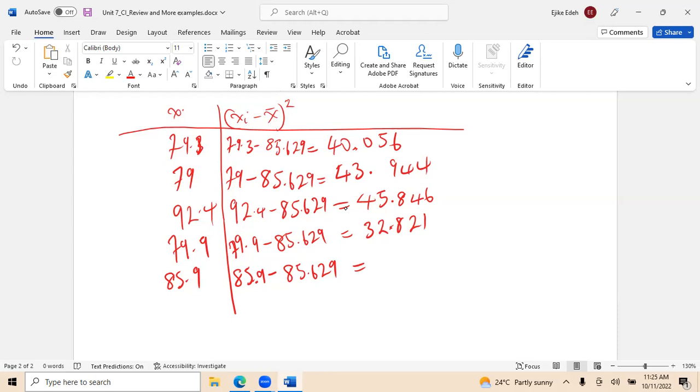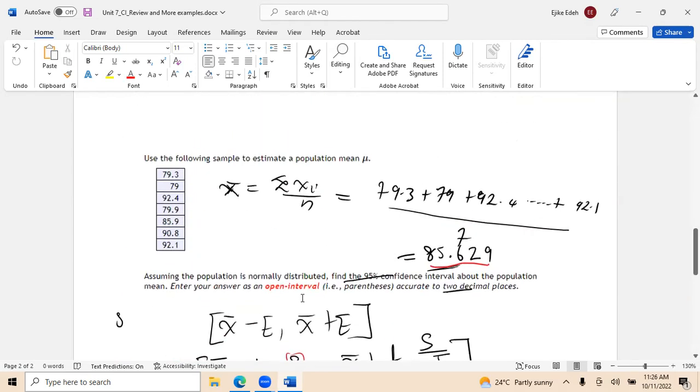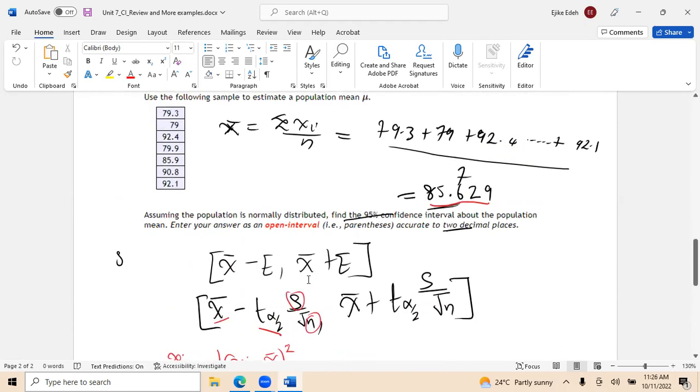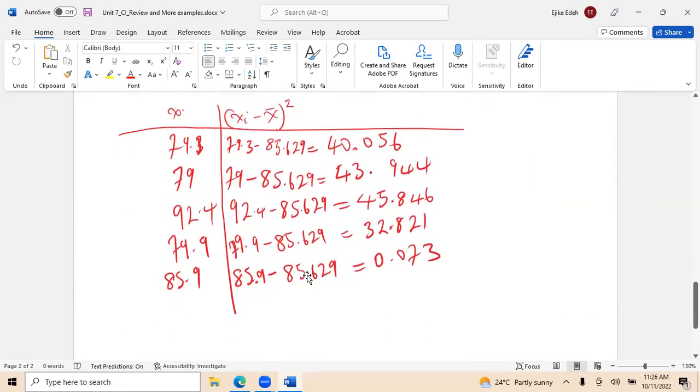0.073. Yes, I got some. So 0.073 is the answer here. The next value after 85.9 is 90.8.